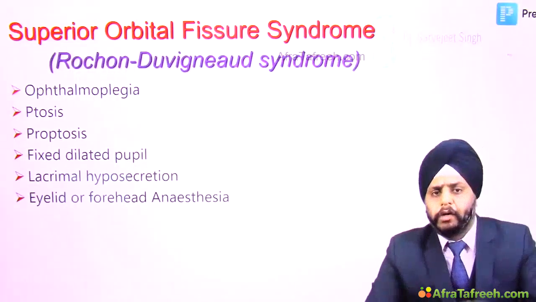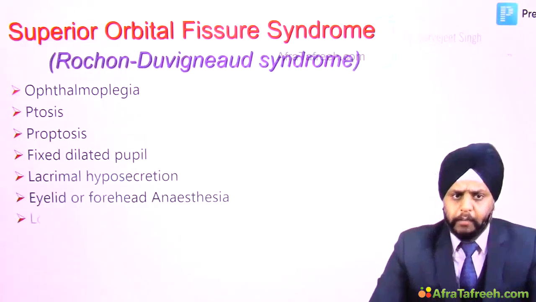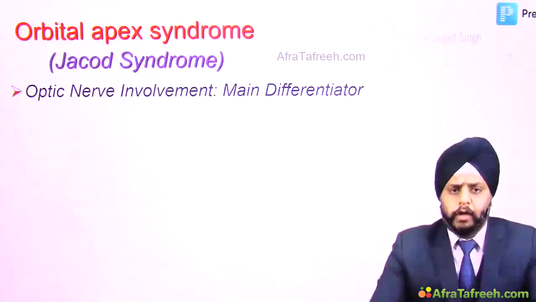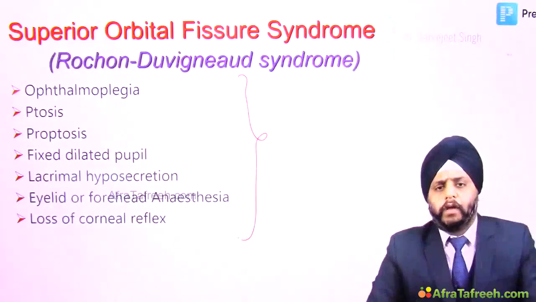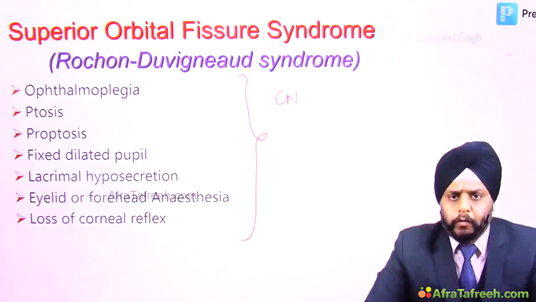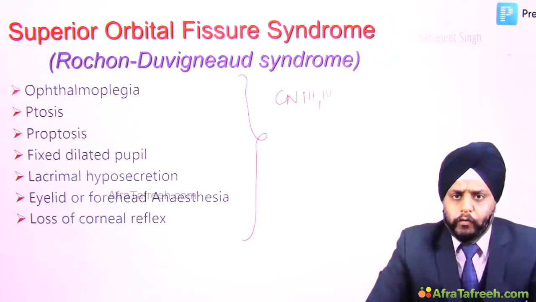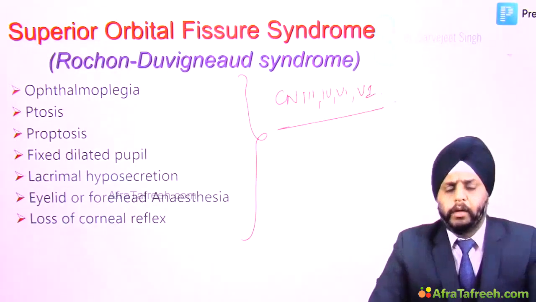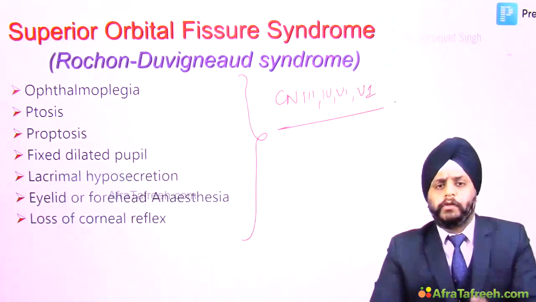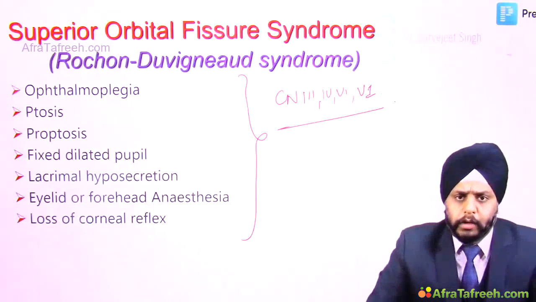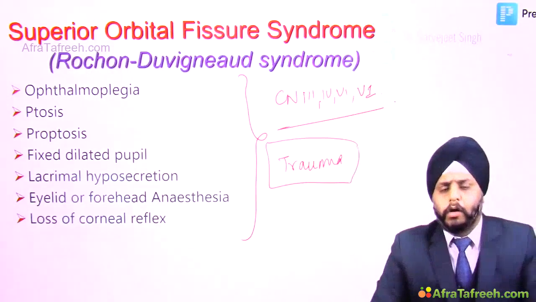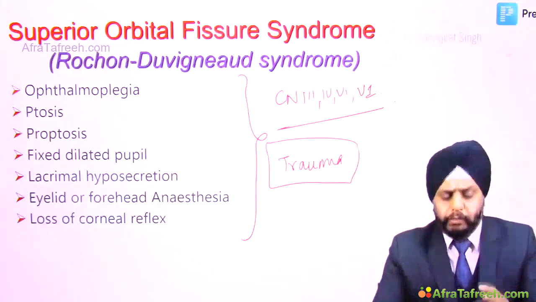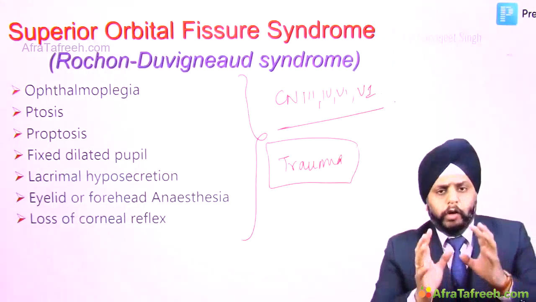There can be eyelid or forehead anesthesia, right? Other than that, we can also have loss of corneal reflex. You see why we are having this? We are having these because of involvement of cranial nerves 3rd, 4th, 6th and V1, right? Now this superior orbital fissure syndrome, the most common cause is trauma. That is generally the cause.